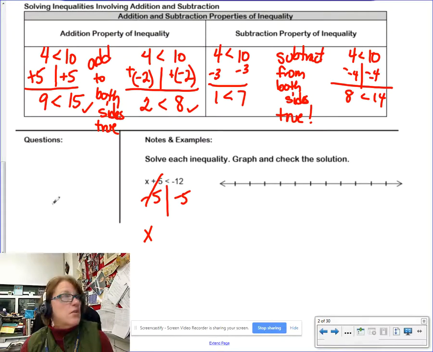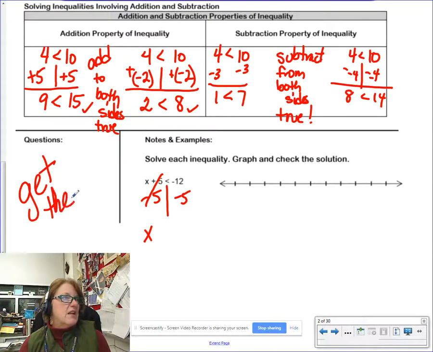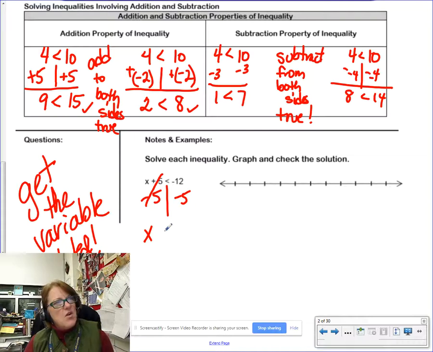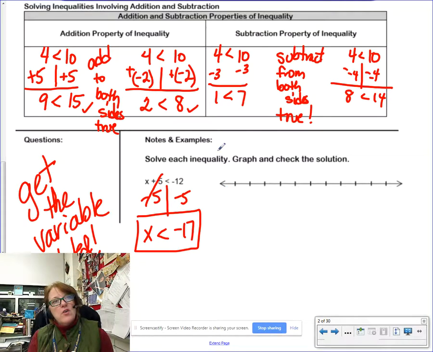That's exactly your goal. So over here where it says questions, get the variable isolated. Ta-da. Do you remember what -12 minus 5 is? It's -17. Now, I know you have a whole bunch of things on here, but I'm going to ask you to ignore the intervals.